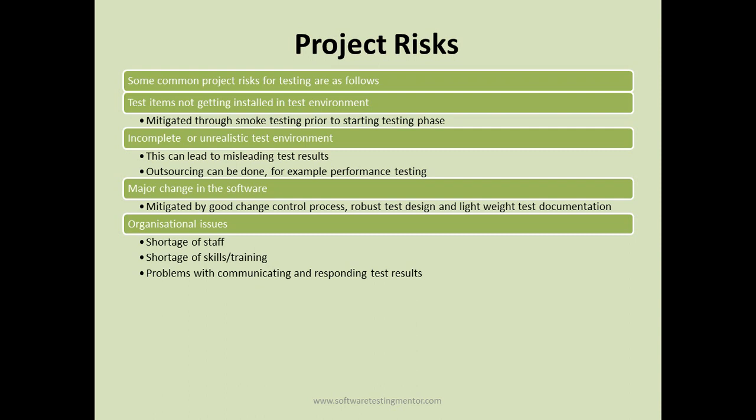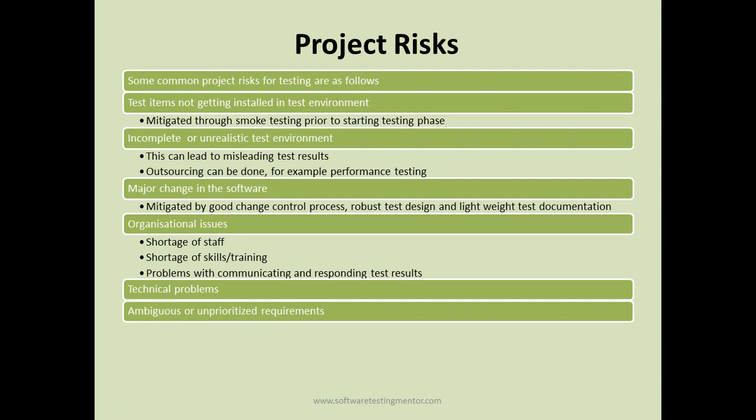And problems with communicating and responding to test results, that's another very common project risk, that is, improper communication between team members and responding to test results and defects. So that's another very common project risk that can happen in the project. Then any technical problems, or any ambiguous or unprioritized requirement, is another risk to the project, because you cannot go ahead and start working on any ambiguous unprioritized requirement unless and until requirements are very clear from business stakeholders and highly technical people. You cannot go ahead and start implementing those requirements in the product.